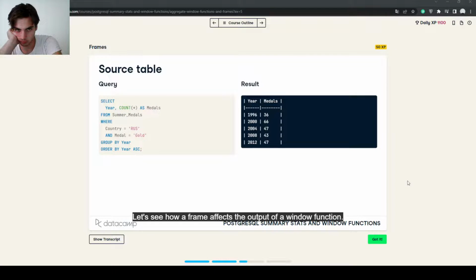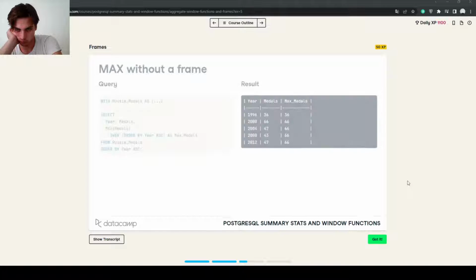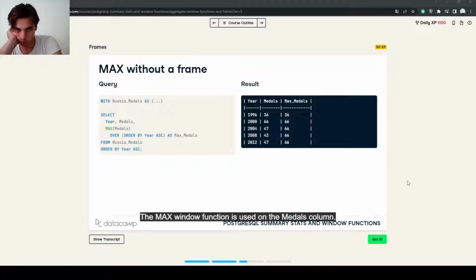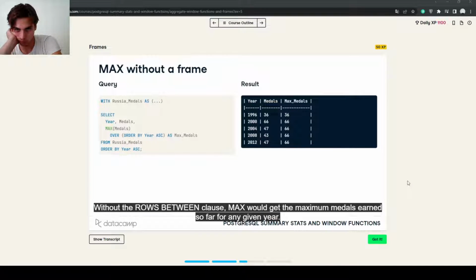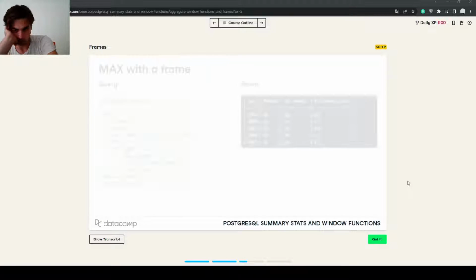Let's see how the frame affects the output of a window function. The source table is the count of medals earned by Russia in these sets of Olympic Games. The max window function is used on the medals column. Without the rows between clause, max would get the maximum medals earned so far for any given year. For the first year, since there's no other value, the max is the first row's value. But for the second row onwards, the max is 66, since no other value is higher.